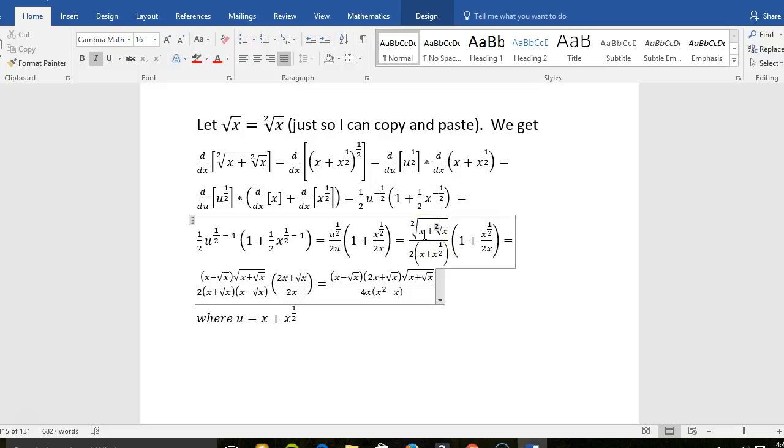I didn't really mention it, but we always assume domain appropriateness. But anyway, now guys, we got to replace u with what it is. It's just the square root of u, but that's just the square root of x plus radical x. U is x plus radical x.